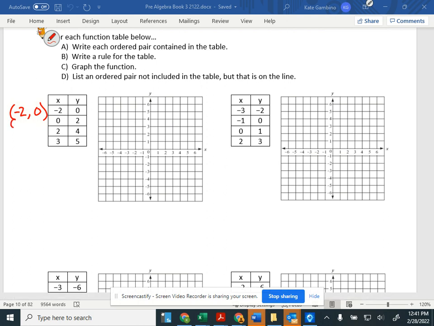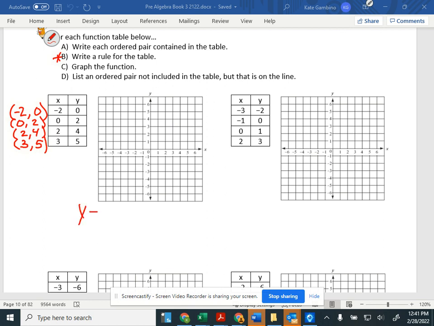I need to do all of my ordered pairs. So the x, then the y, it's alphabetical, it's always x, then y. So you're gonna wanna write your ordered pairs. This is the big one. Now I need to figure out what my rule would be.